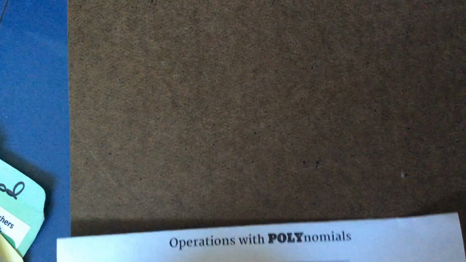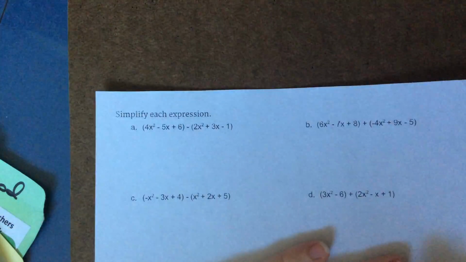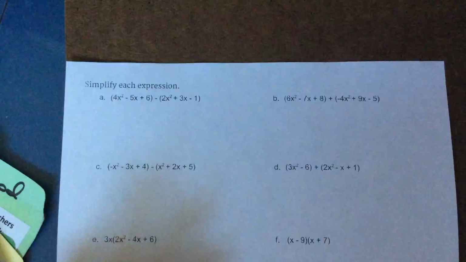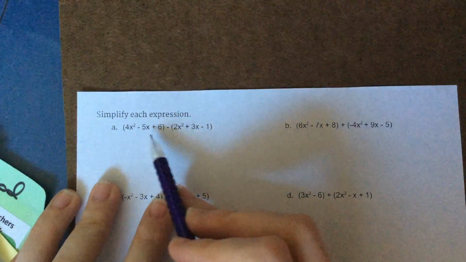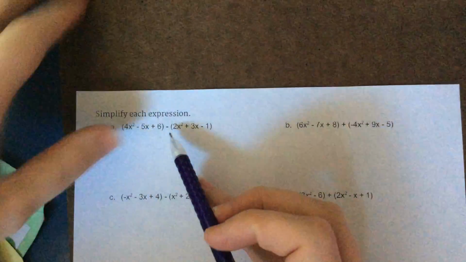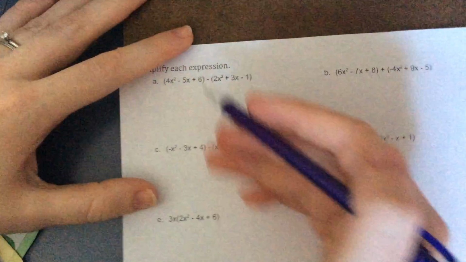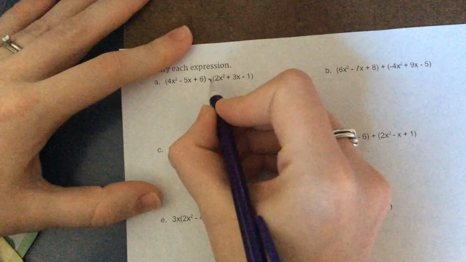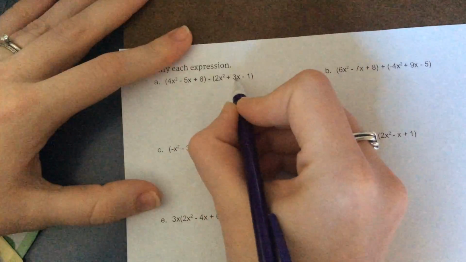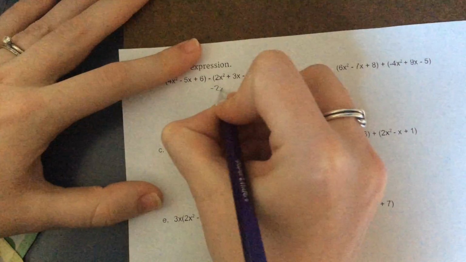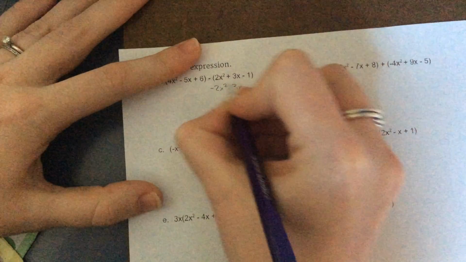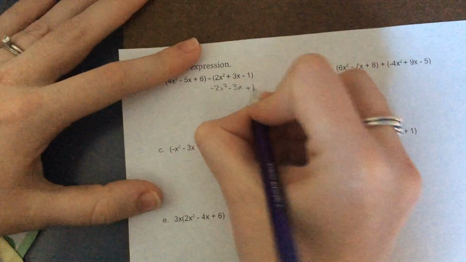Operations with polynomials, if we flip it inside, we're going to talk about adding and subtracting and multiplying. When you subtract a polynomial from another one, basically the thing you have to keep track of is the subtraction sign. You're going to subtract 2x, you're going to subtract 3x, and you're going to subtract a negative 1. So basically all their signs end up changing. When you subtract a negative, it changes to a positive.